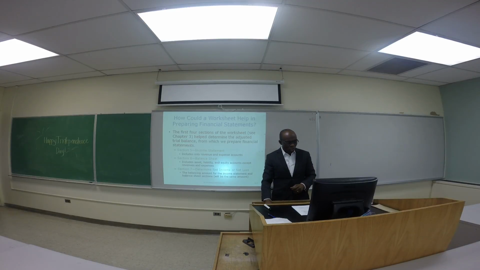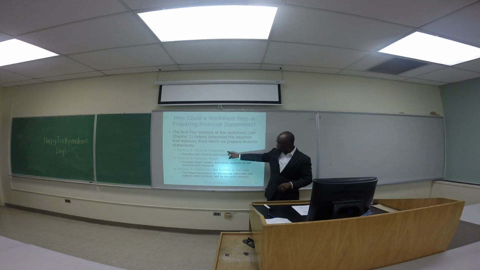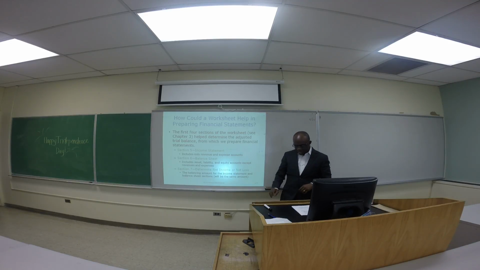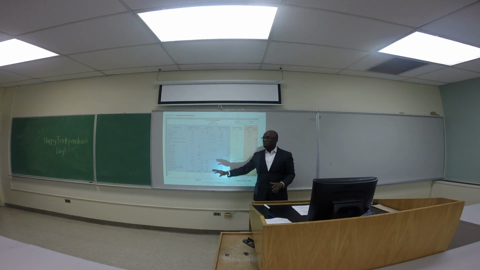Now, that being said, we are going to go through the different sections of the worksheet. Section 5 talks about the income statement, section 6 the balance sheet, and section 7 determines net income or net loss. Now listen to me carefully. This is important.